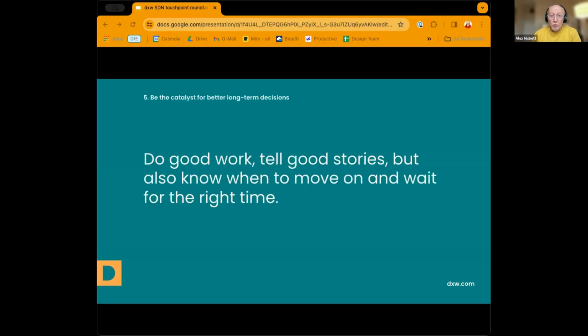To do all of this, one thing that we need to do is to tell good stories, good human stories, to influence stakeholders and to support those decisions. But also the opposite, in a way, is to know when to move on and wait for the right time. Be patient. Patience is a virtue.